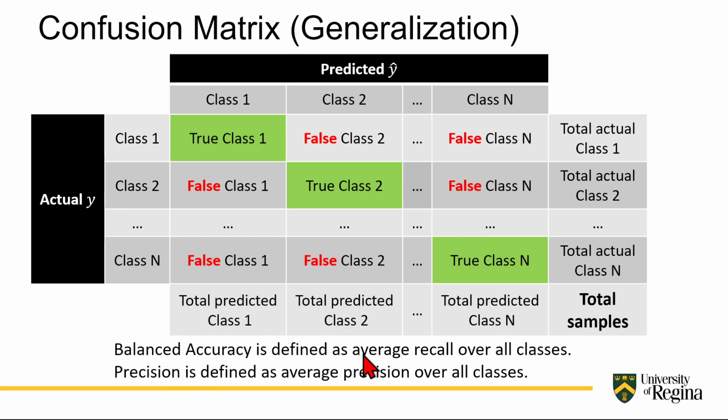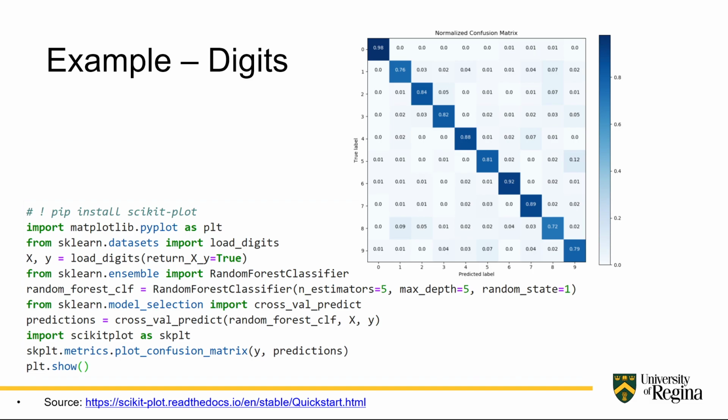The balanced accuracy is defined here as the average recall of all classes, which is similar to what we had before, and precision is also defined as the average precision over all classes. An example of a confusion matrix that you could create using all these lines of code. These lines of code use scikit-learn and scikit-plot, load a data set, create a random forest classifier, create a cross-validation model, and then create the confusion matrix for you.